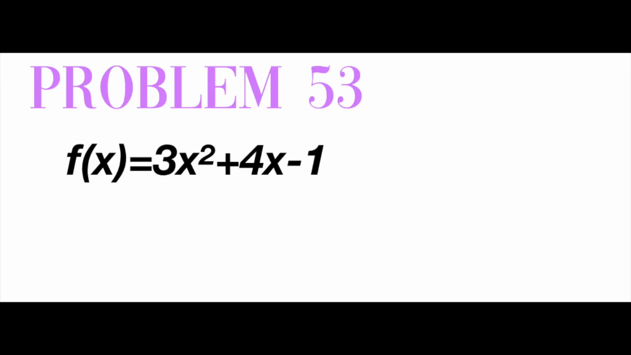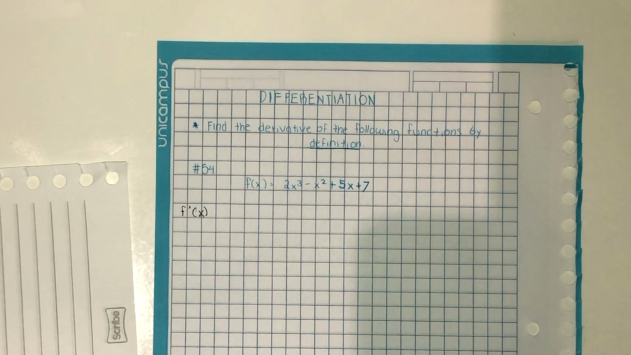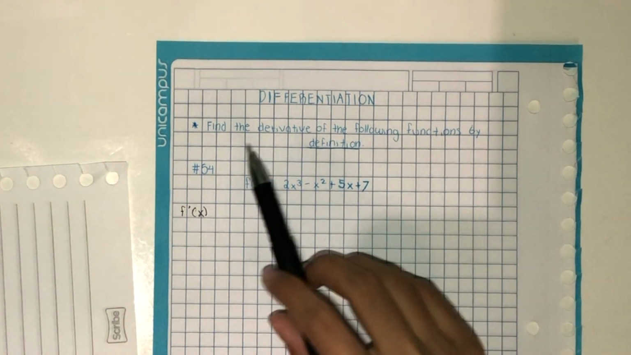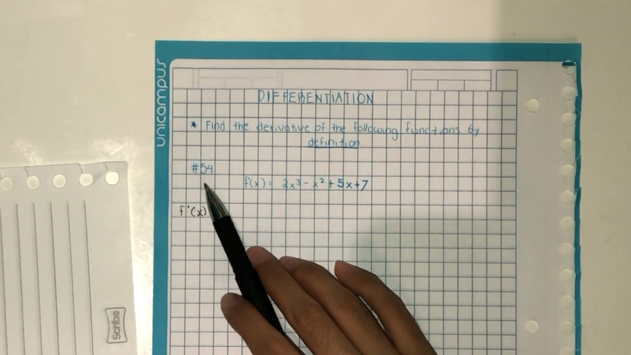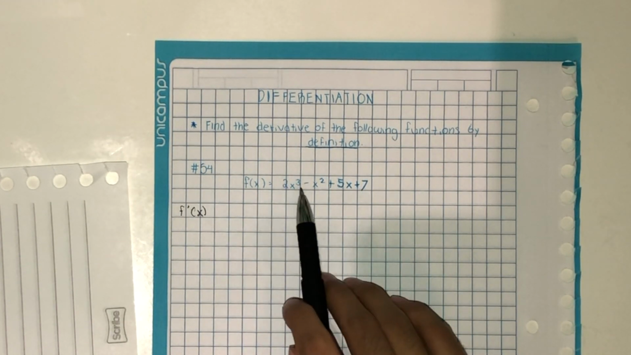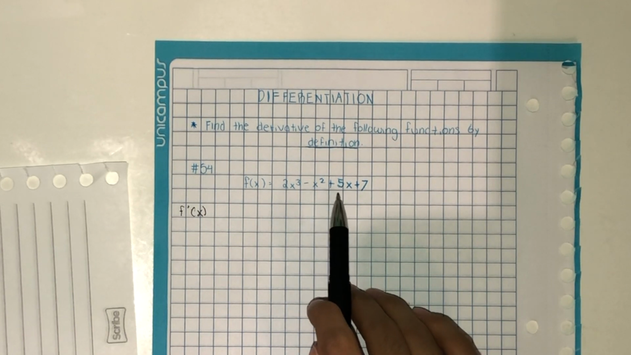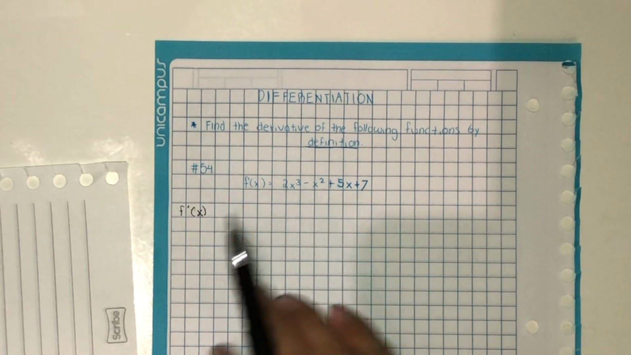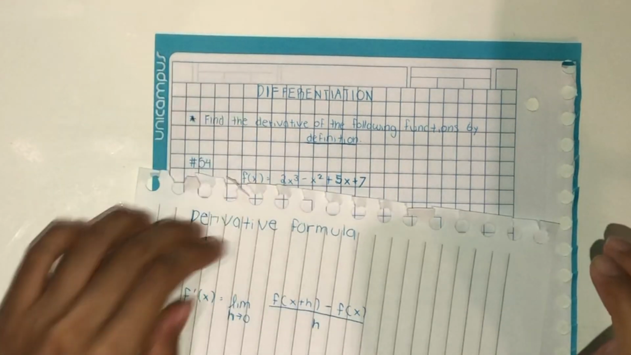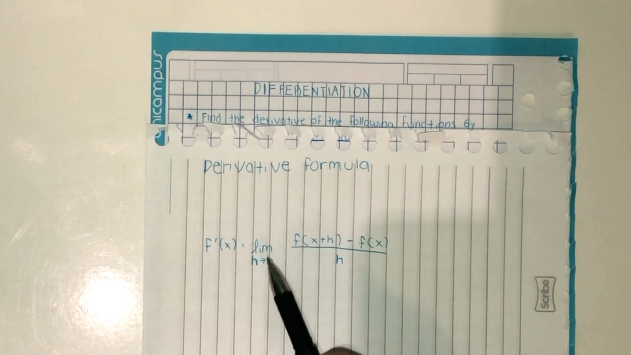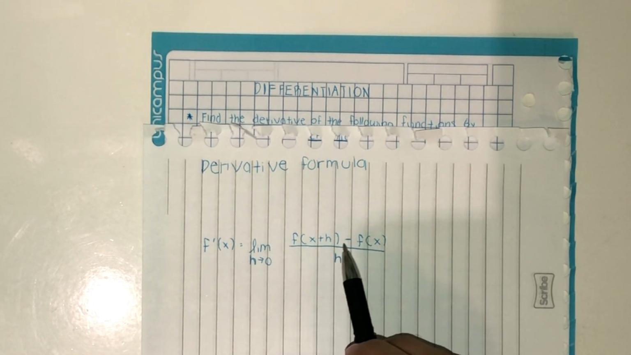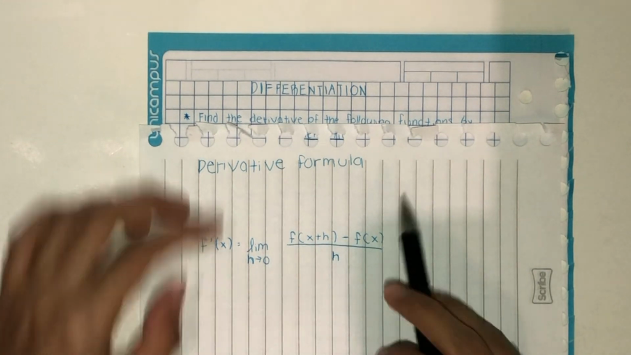Problem 53 is f of x equals 3x to the power of 2 plus 4x minus 1. So for the differentiation problem, we have find the derivative of the following functions by definition. For number 54, we have f of x equals 2x cubed minus x squared plus 5x plus 7. First, we need to use the derivative formula. f prime of x equals limit h approaching 0, f of x plus h minus f of x divided by h.